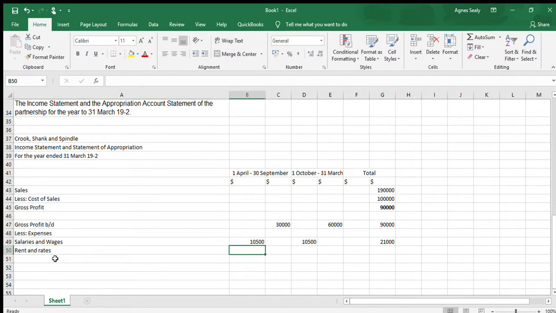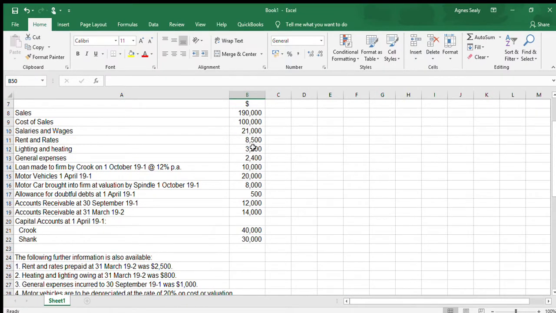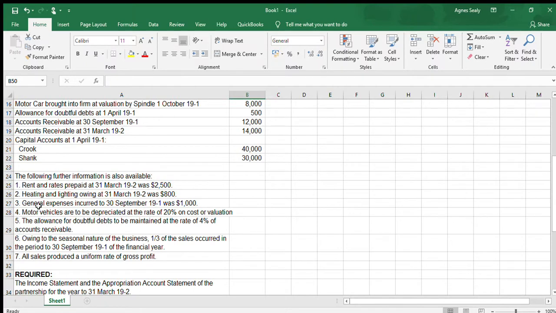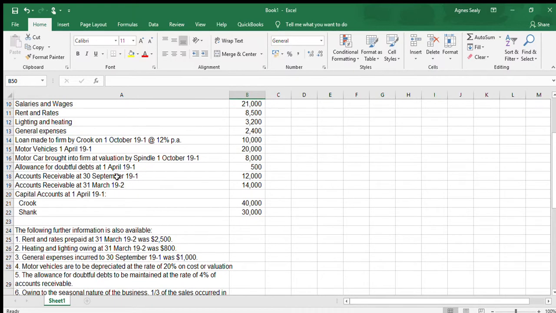And we were told that our rent and rates were $8,500. And they told us that rent and rates prepaid at the end of the period was $2,500. So if our rent and rates were prepaid, we will recognize that a prepayment means we're paying forward an expense, we're paying it for another period, not the current accounting period.